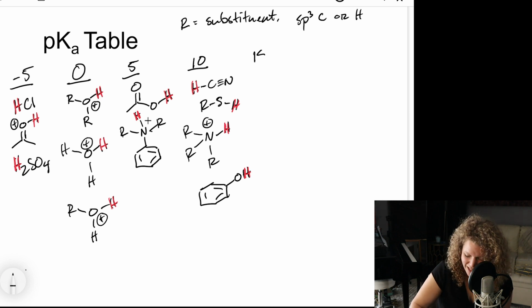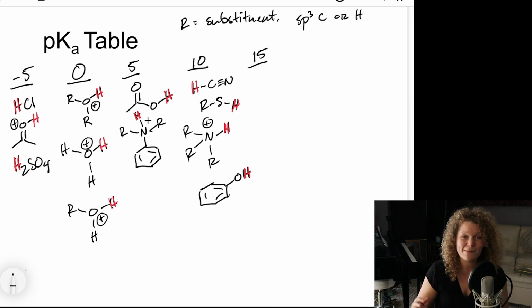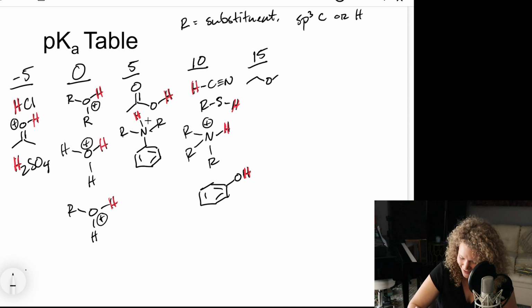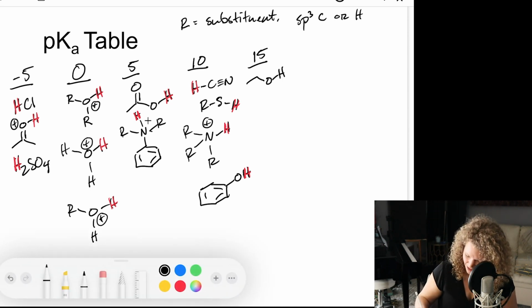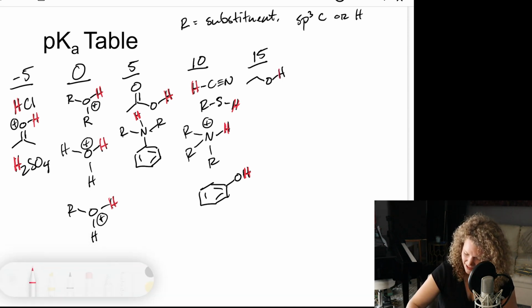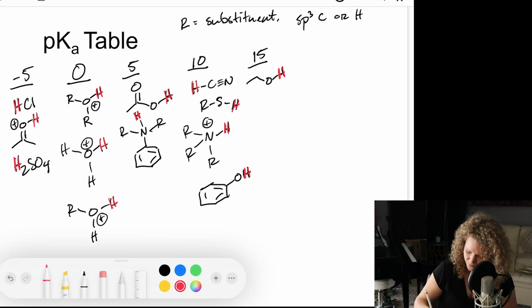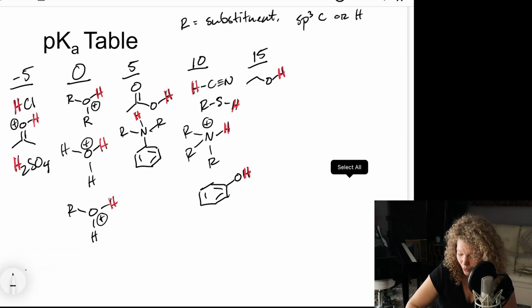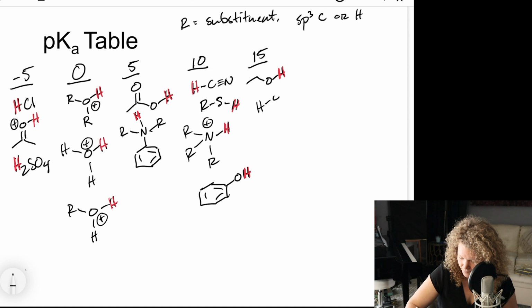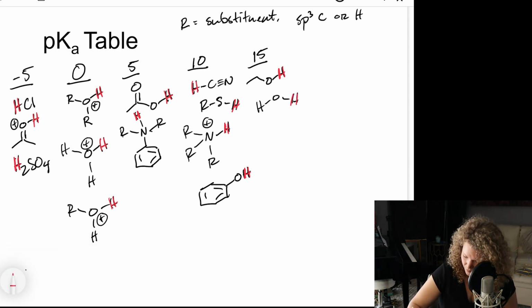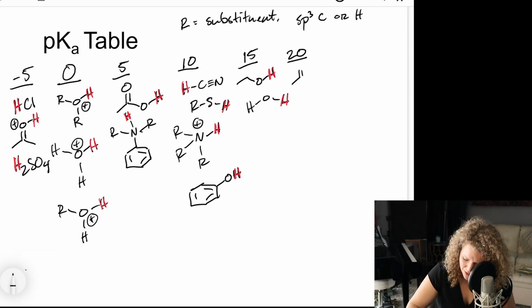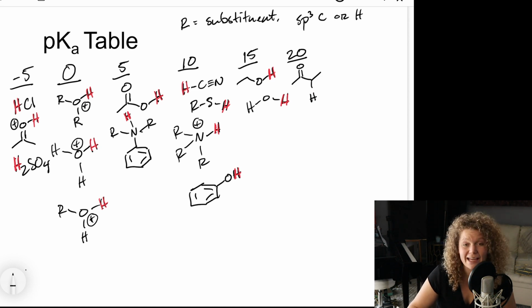Let's now move on to a pKa of 15. One of my favorite groups has an alcohol. Here we go. It's this hydrogen here that has about a pKa of 15. Water also has a pKa of around 15. A pKa of 20 would be a proton that is right beside a carbonyl. I'm going to write this R group here.